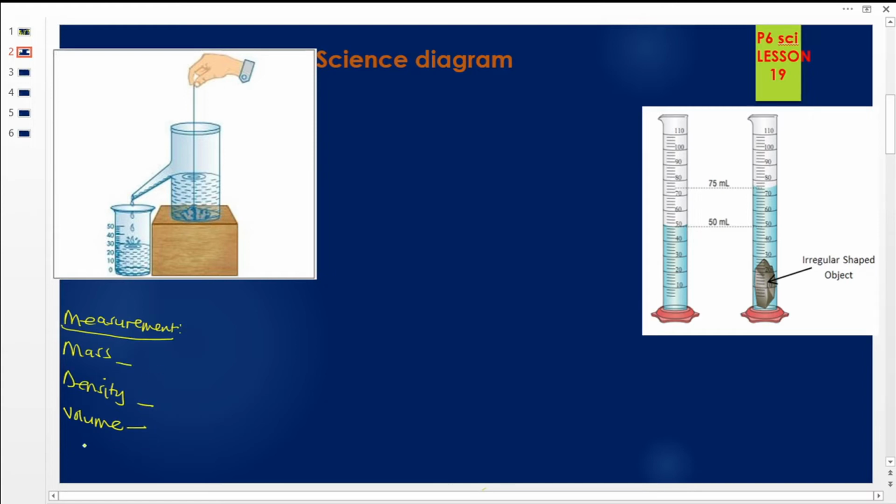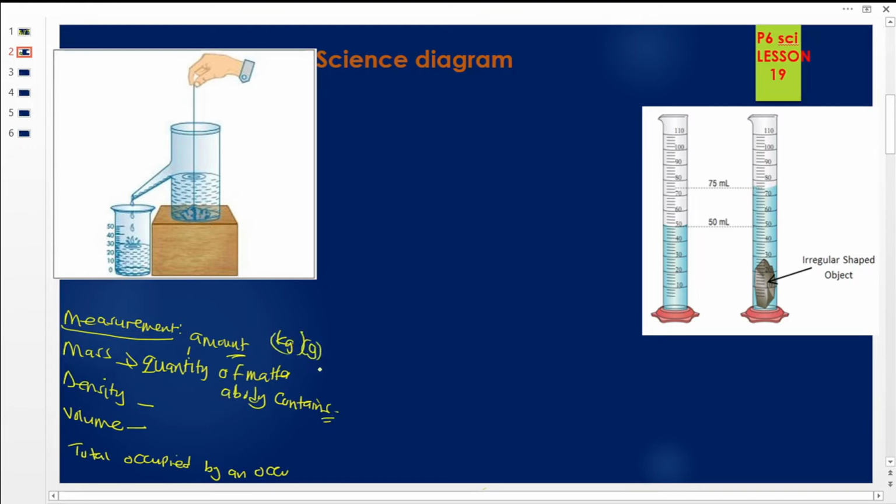Then what is volume? Volume is the total space occupied by any object. Then what is mass? Mass is the quantity of matter a body contains. Now quantity means amount. So it is the amount of matter a body contains. This mass is measured in kilograms, and sometimes in grams, using the weighing scales, the beam balance, the spring balances.